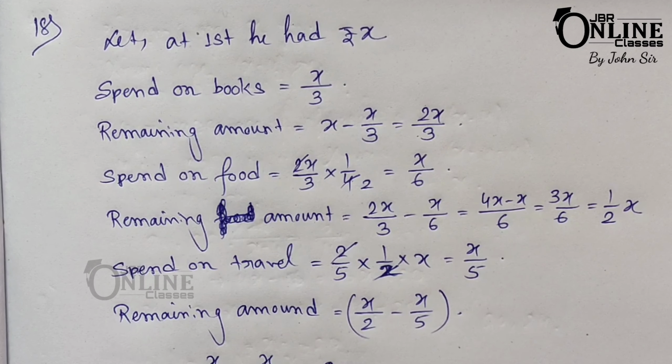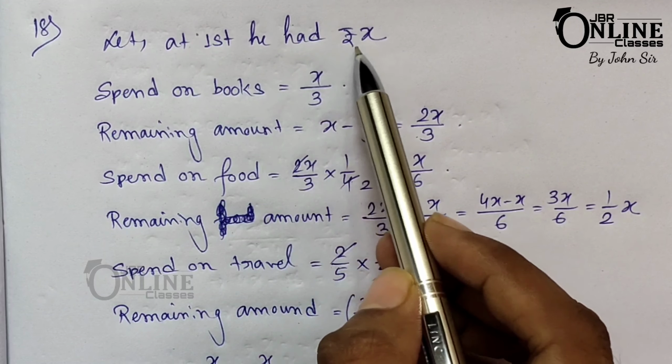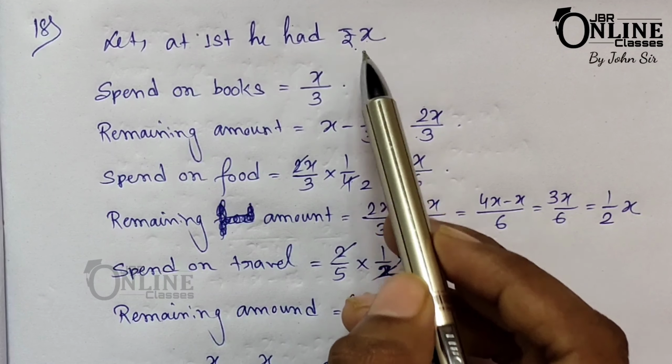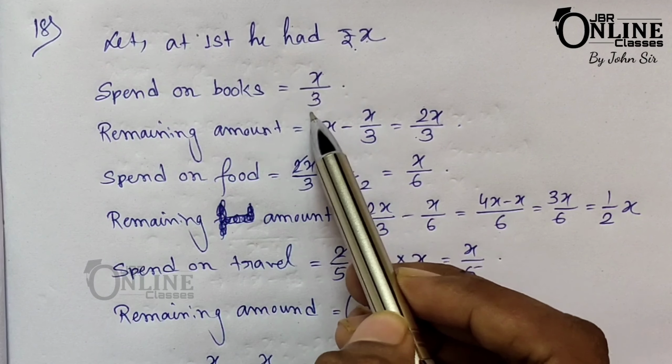So here the last one, sum number 18. Bittu spends 1/3 of the money with him on books, 1/4 of the remaining on food. So at first he had rupees x. Now he spent on books 1/3 of the money, so x into 1/3 becomes x by 3.